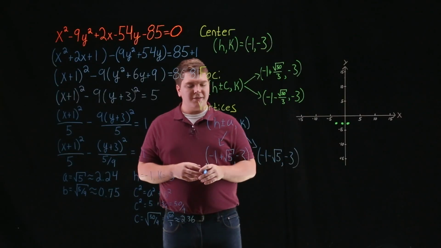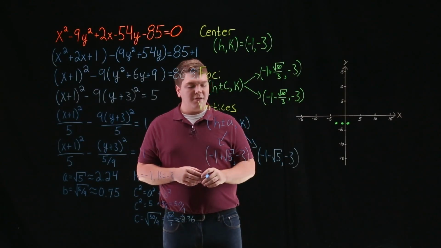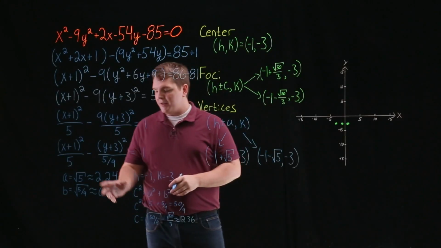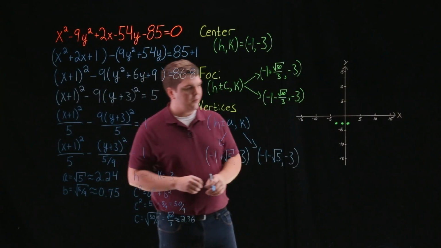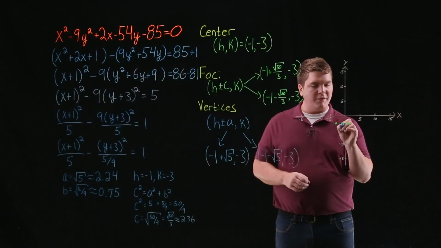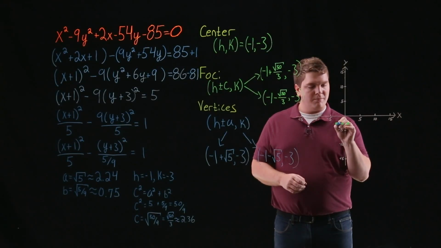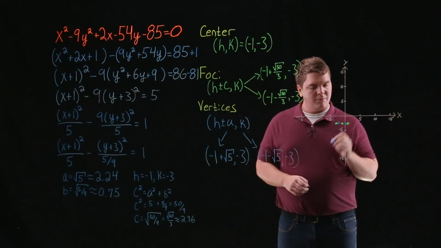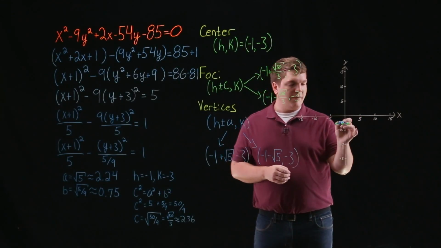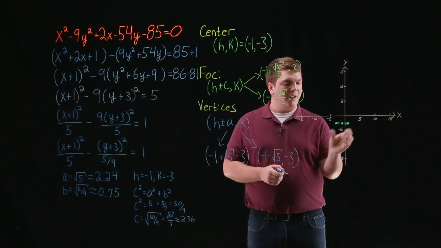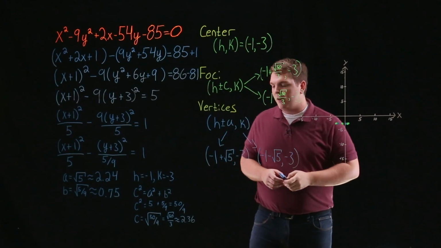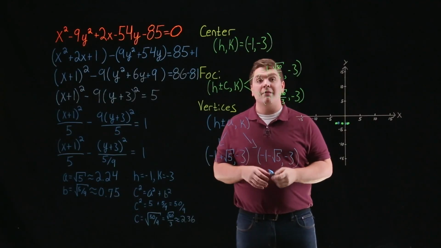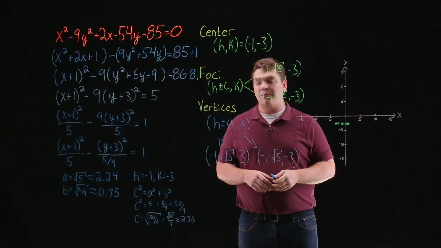So we want to imagine starting at the center and moving to the left and the right, the square root of 5 value, which we know is approximately 2.24. So imagine starting at our center, moving to the left 2.24, and moving to the right 2.24. So now we have our center, we have our 2 vertices in blue, and we have our foci in green. So what we want to do is try to sketch the graph, and we'll want to use these asymptotes as an aid.